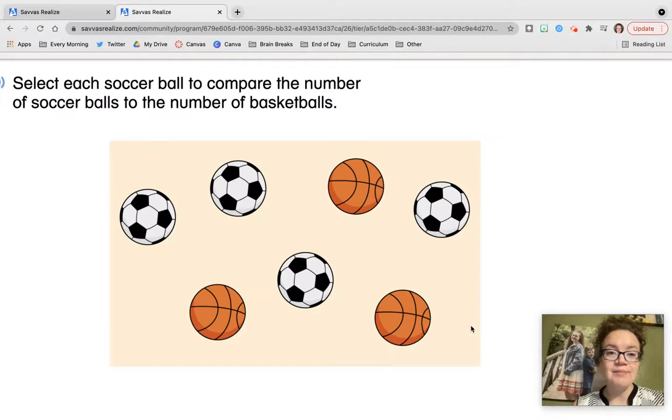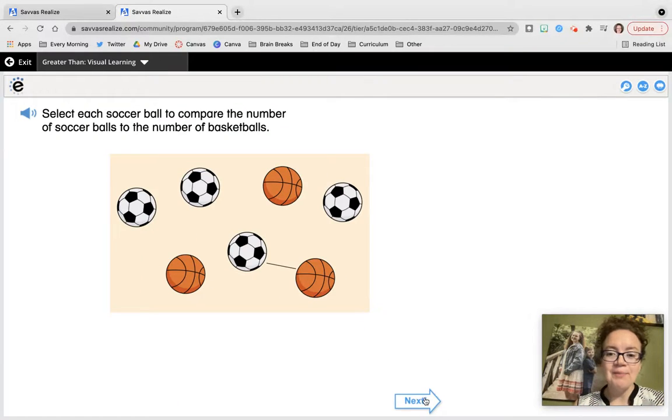Let's try it. So look, we're going to do soccer ball to basketball. Draw a line to make a match. Soccer ball to basketball. Draw a line to make a match. Soccer ball to basketball. Draw a line, make a match. But there's an extra soccer ball. So they are not equal. We talked about that yesterday. And we know that there is a greater number of soccer balls because there are more.